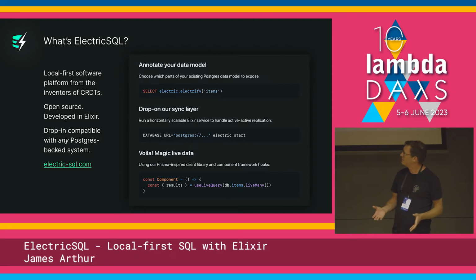So what is ElectricSQL? We're kind of like Hasura for local first. We are explicitly a brownfield strategy to local first. We're trying to provide an adoption pathway for existing systems and applications that are based on Postgres. You basically drop ElectricSQL on as a sync layer, and it provides instant local first APIs as a replacement for your state transfer layer. So you have Postgres with your existing data model on the back end, and then you just get magic live data that you can bind to your components on the front end.